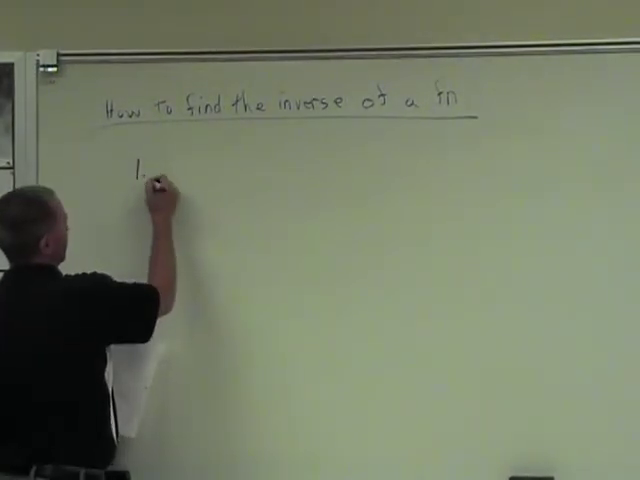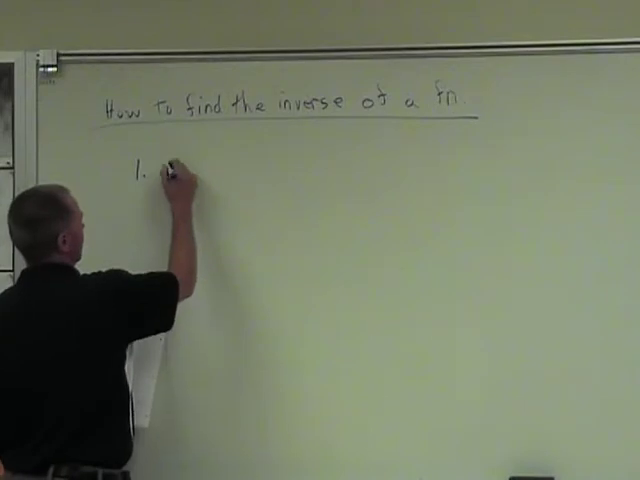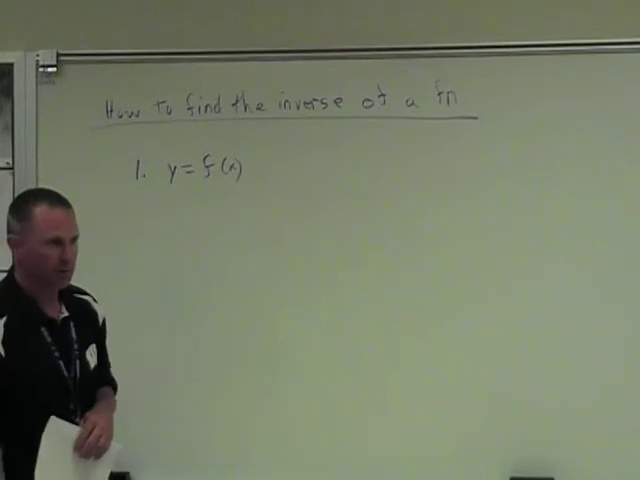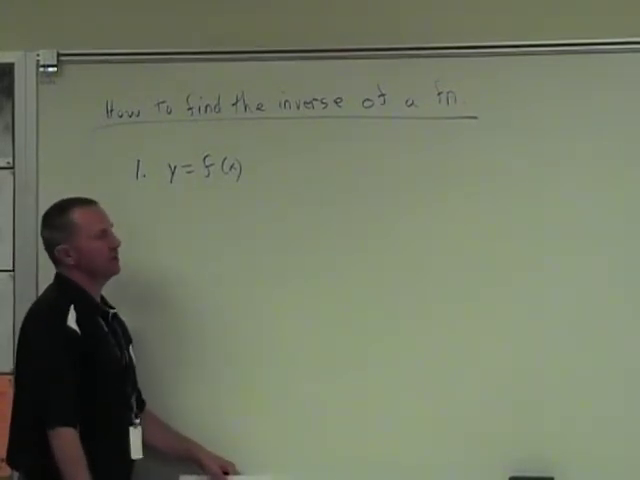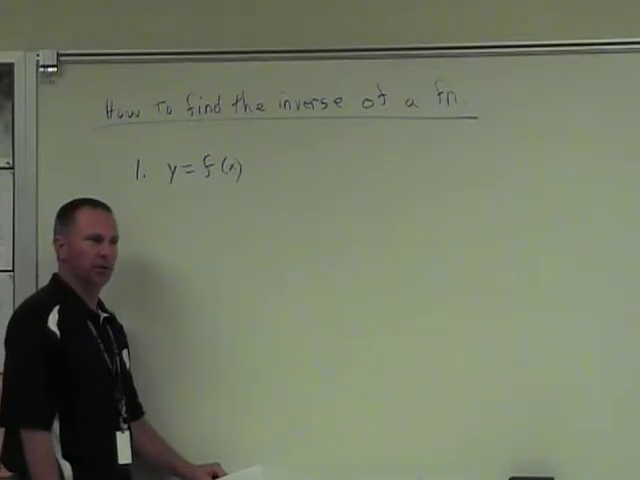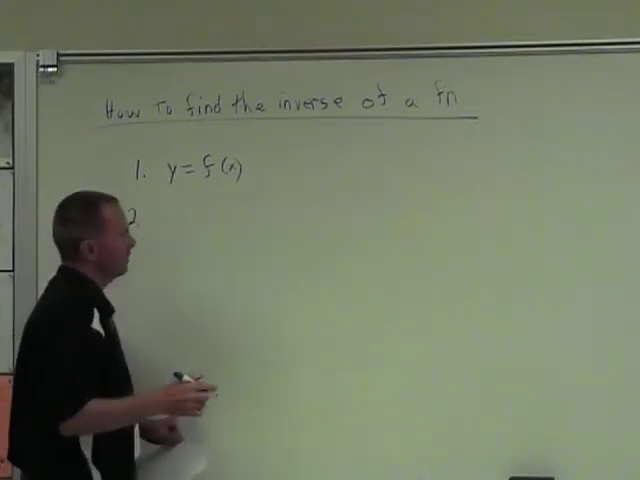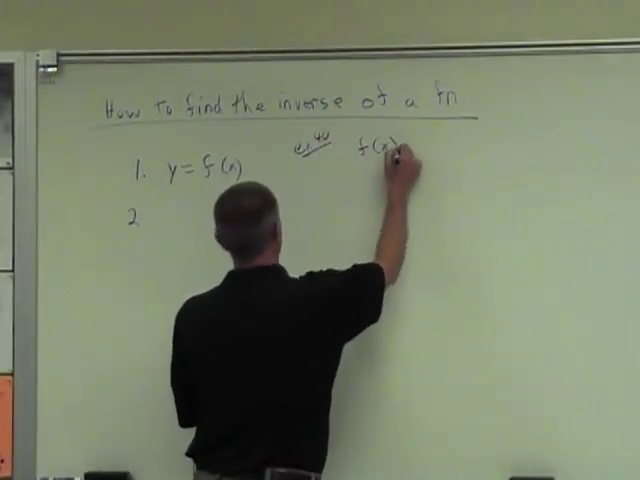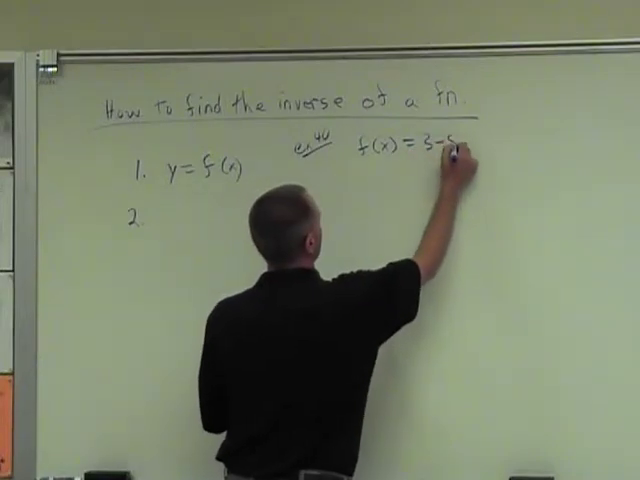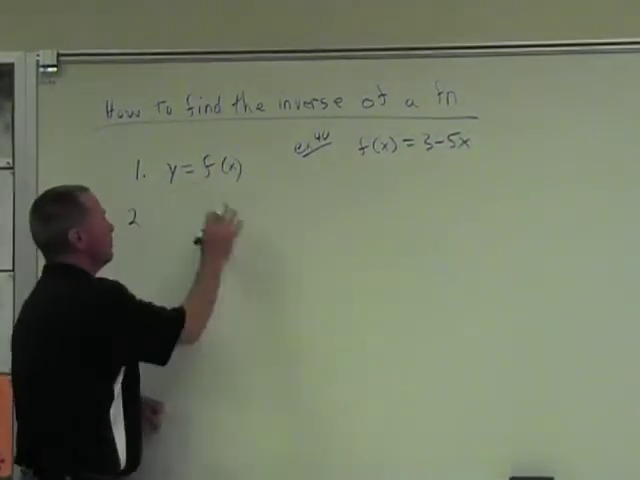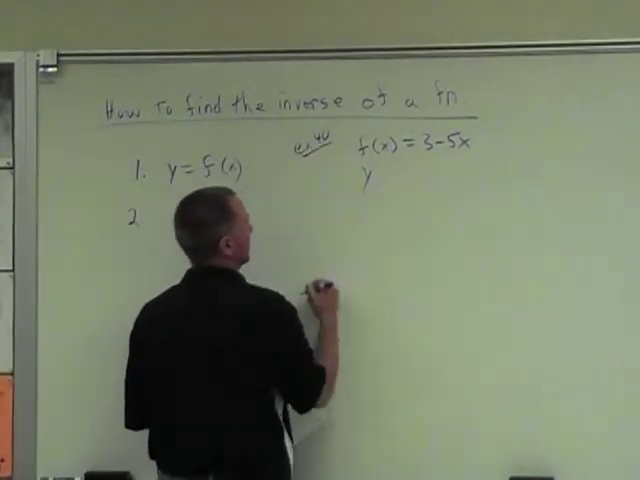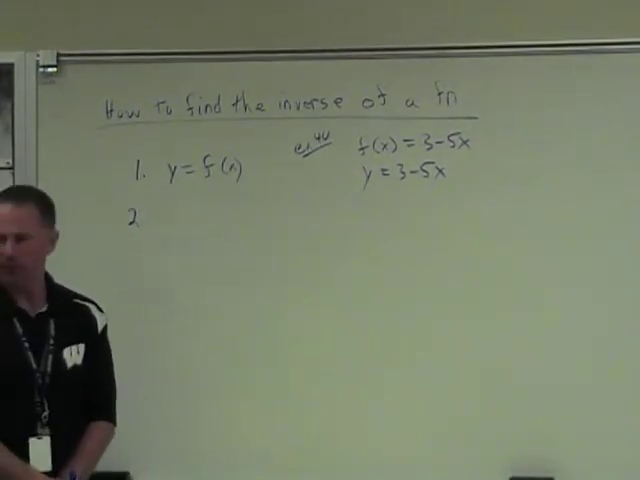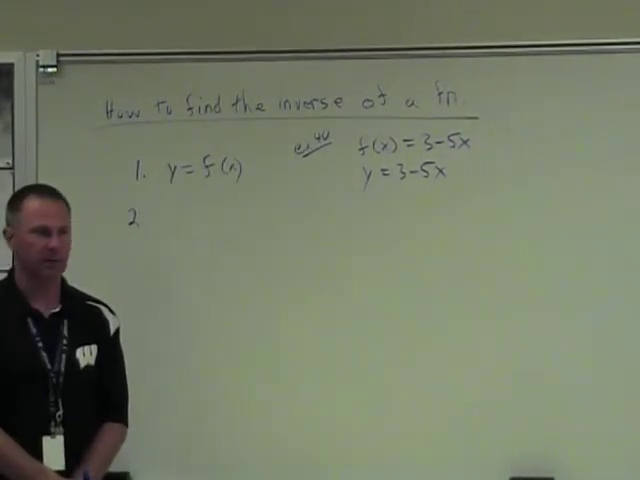Step one, which is really not a step, but we're going to write it as y equals the expression of the function. Basically, we're replacing f of x with y, just so we can look at it from a normal point of view. Step two, well, I guess we'll do an example along with this. This is example 40. F of x equals 3 minus 5x. So step one, we're just substituting y for f of x. So it looks like a normal equation that we're used to.